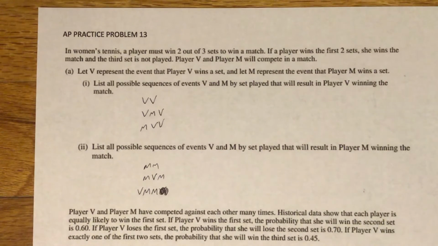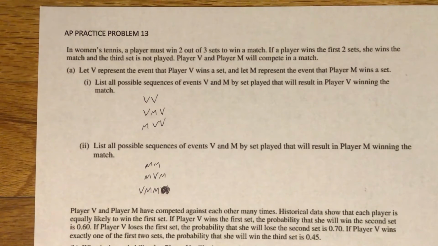All right, in this video, we're going to go over AP Practice Problem 13. This is a pretty good probability problem. It's got a good range from easy to difficult probability questions. So to remind you of the scenario, it's basically about women's tennis.